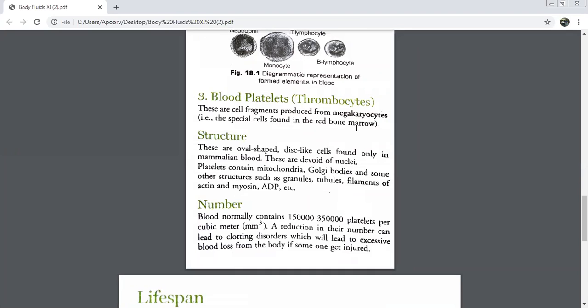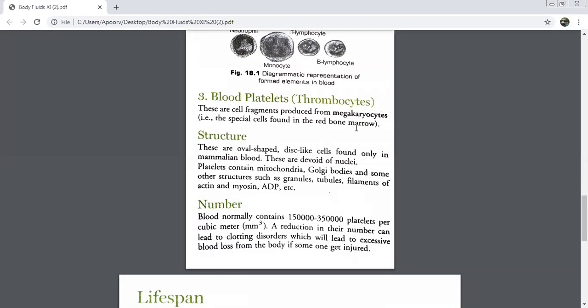It also has a lobed nucleus. Basically, this helps in the production of platelets, and platelets are responsible for blood clotting. So it is going to help you in blood clotting indirectly. How? These megakaryocytes will produce the platelets. Platelets are responsible for blood clotting.